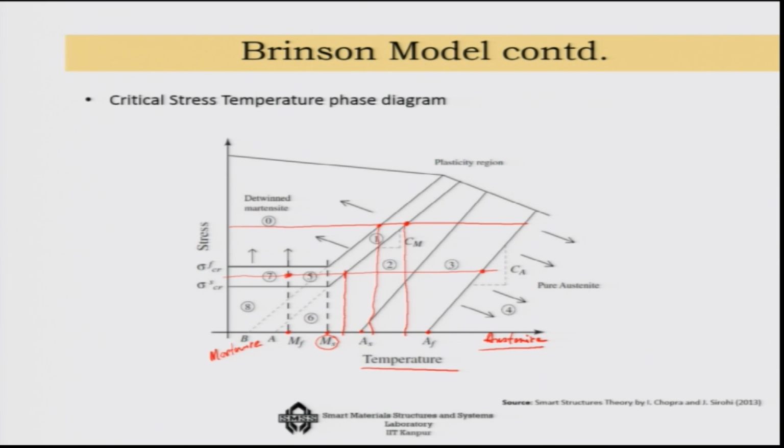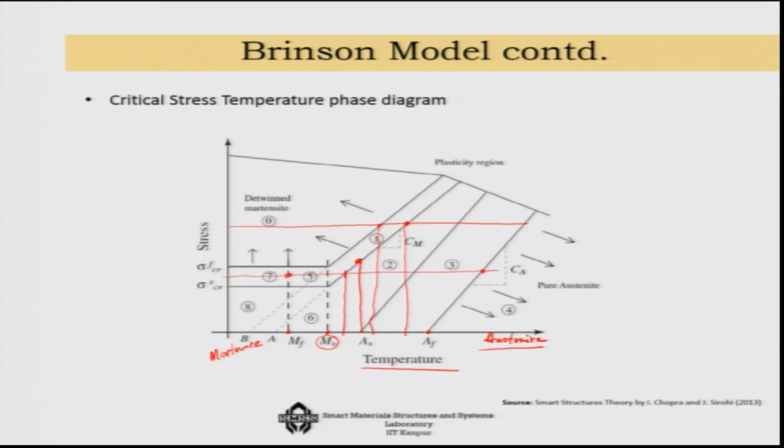Now, what is happening when I am going back? When I am heating up the system, the slope of this curve is telling us that you are going to get the austenite start. Let us say for this particular line, the austenite start is happening at this stage. So, that is where my austenite start is.